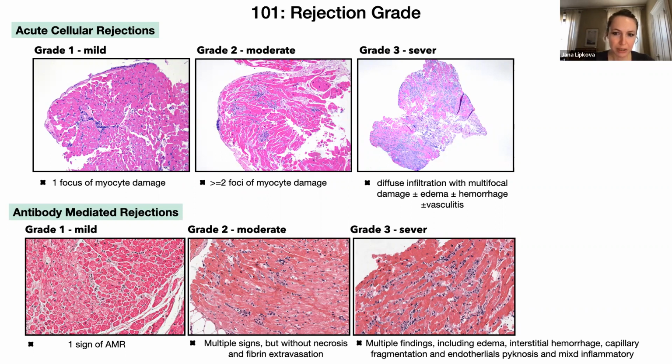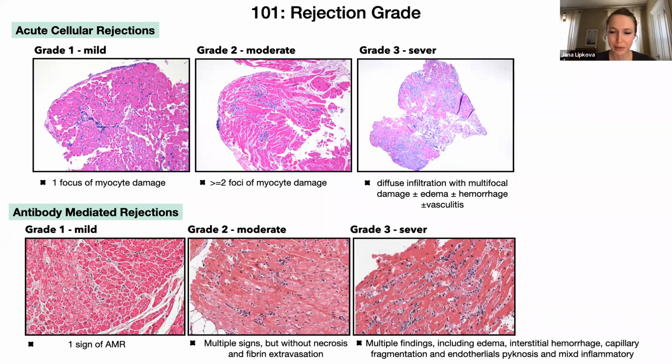In the case of antibody-mediated rejection, it's a similar grading strategy. With the increasing amount of injury, the grade also increases. Maybe an interesting fact is that antibody-mediated rejections were officially recognized only in 2011, so they're relatively new. Okay, so this is the grading.